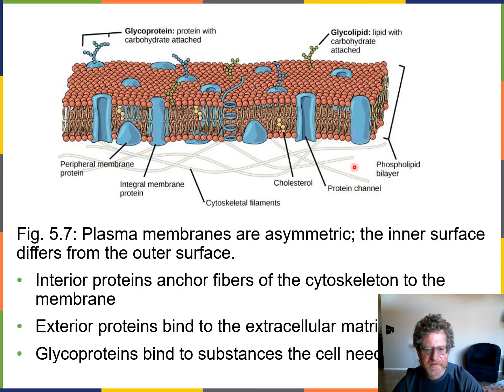This is showing the fact that plasma membranes are asymmetric. The carbohydrates that are being recognized by the immune system are on the outside. Other proteins and carbohydrates would be on the inside. It's kind of like, would you ever put your doorbell on the inside of the house? No, it wouldn't make any sense.